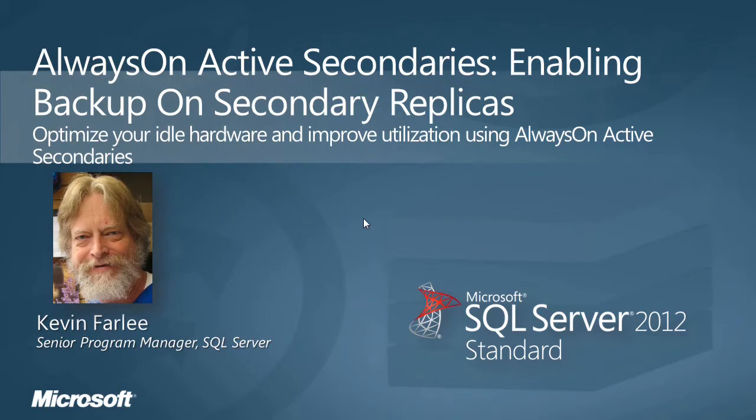And we're going to talk today about enabling backup on secondary replicas within AlwaysOn availability groups. The feature that we call Active Secondaries is all about being able to make use of what has previously been idle hardware in your DR configurations.